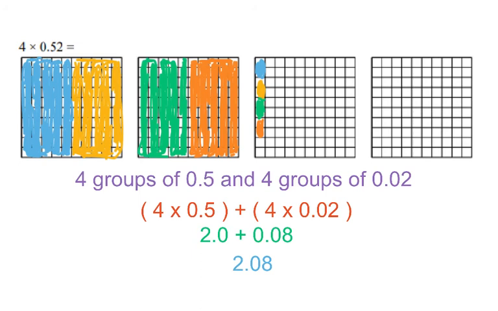Our model shows 4 groups of 50 cents, or 50 hundredths, and 4 groups of 2 cents, or 2 hundredths, for a total of $2.08 for all 4 erasers.